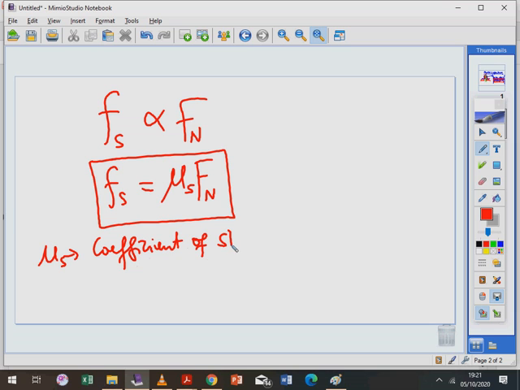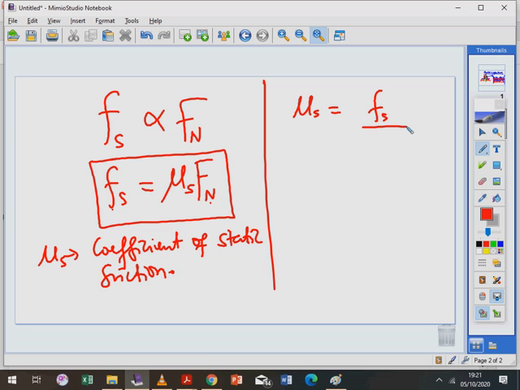of static friction. If you look at it closely, it's basically the ratio between the friction force and the normal force. It's pronounced mu because it's a Greek letter. If I make mu s the subject, it's going to be equal to the static friction force divided by the normal force. So this ratio cannot be equal to 1, because if this ratio is equal to 1, guess what's going to happen? What do you think will happen?